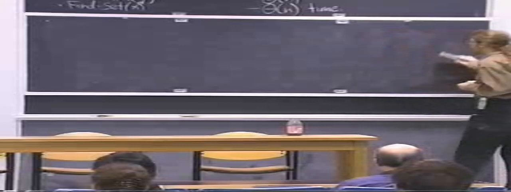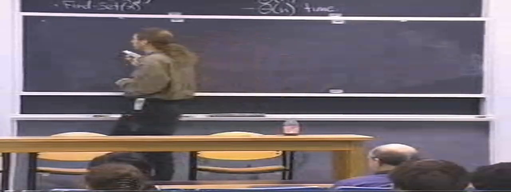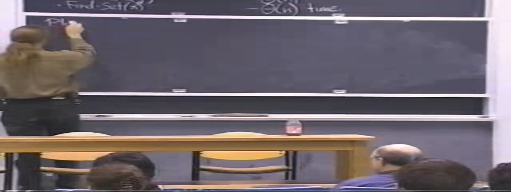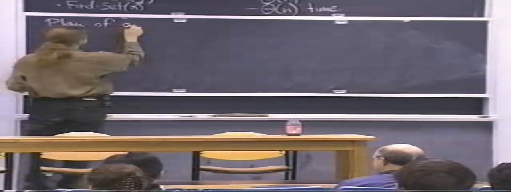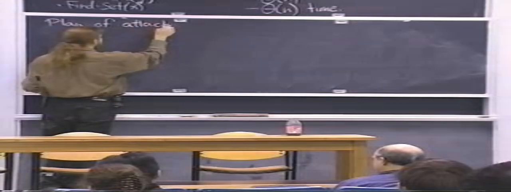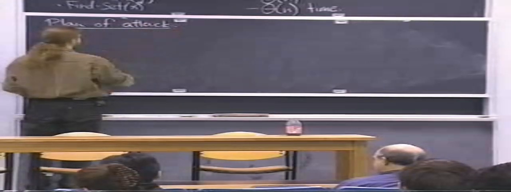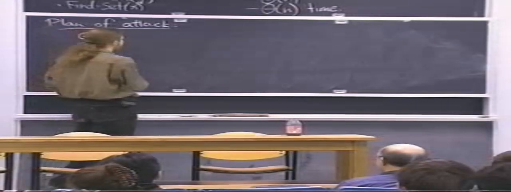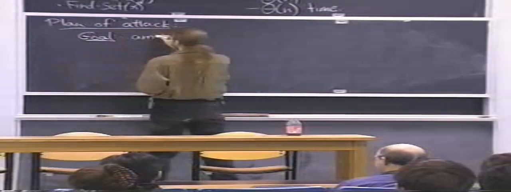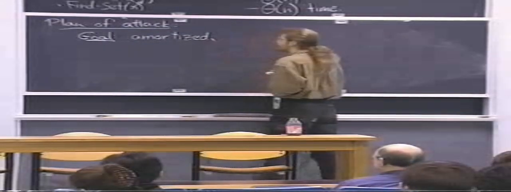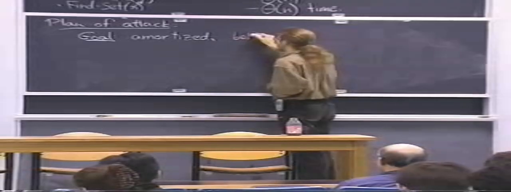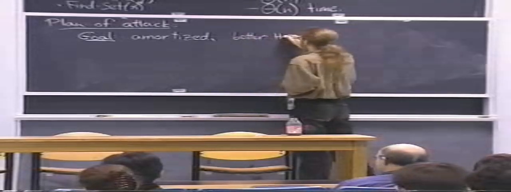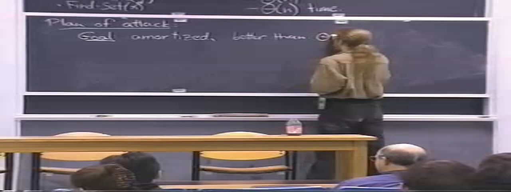OK, but let me first give you an outline of what we're going to do. OK, so this is sort of plan of attack. So this is a preview of what we're going to see. Our goal is to do a lot better than log time, OK, in an amortized sense. So we're going to do a lot of amortization today. And amortized is going to be better than log. OK, so better than log.